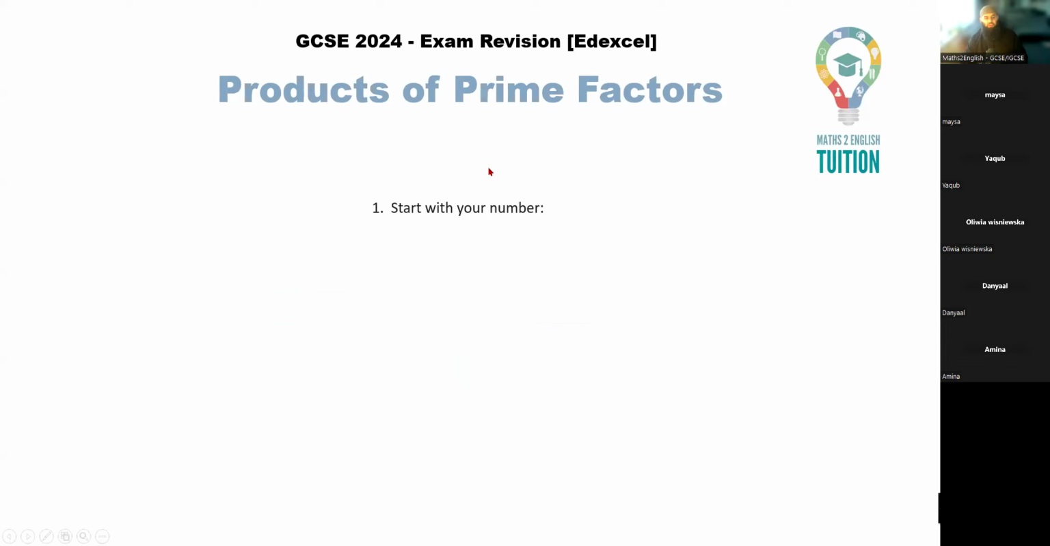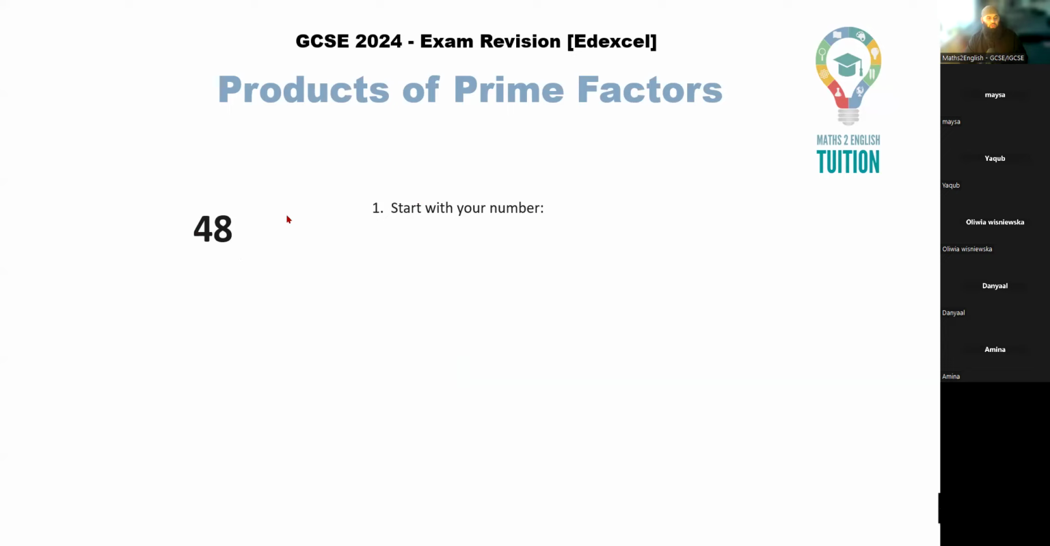Product of prime factors. If we have the starting number 48, we want to break it down into its product of prime factors. This is to do with foundation topics and higher topics. We can just have two numbers. Usually we can divide by 2 into prime factors, and that automatically gives us the next.